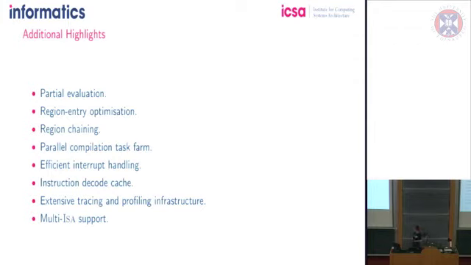We have our parallel compilation task farm, so usually we run as many compilation threads as we have cores minus 1, and then we use the final core to run the actual execution thread for single processor execution. We have really efficient interrupt handling code for user space interrupt handling and device interrupt handling. We have an instruction decode cache. We have a very extensive tracing and profiling infrastructure which we can turn on to give us metrics about the code that we're executing.